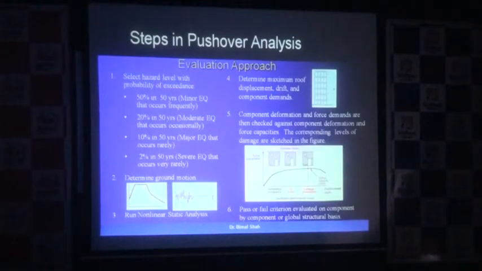So the steps in pushover analysis are that first of all we select the hazard level, that is, in what state you want your building to be. Whether you want it in the immediate occupancy state, up to life safety, or up to collapse prevention. Our code doesn't specify to what level of damage your structure will be subjected, but here you can be selective.